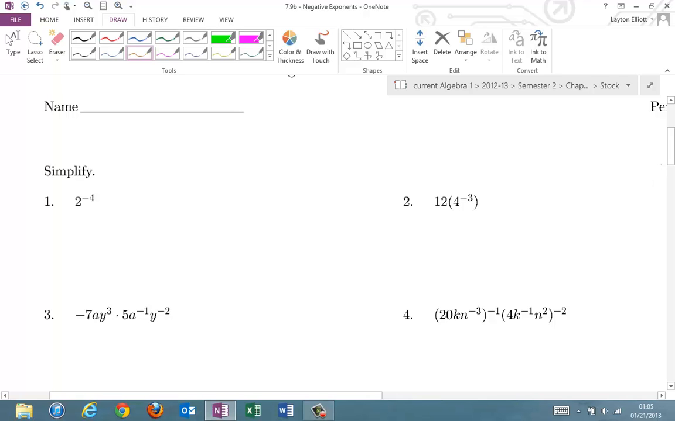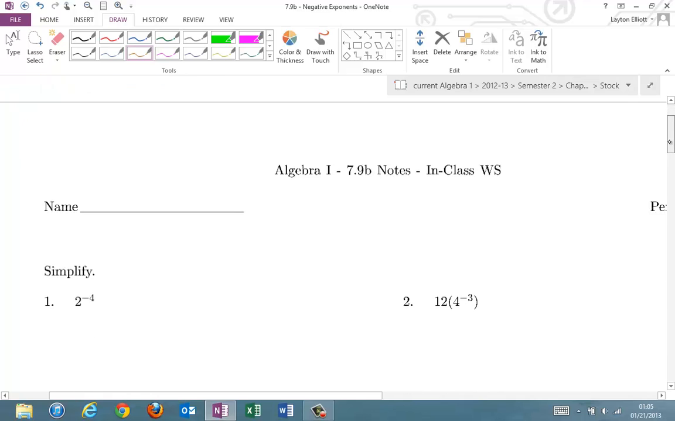We are now looking at 7.9b, just doing some more examples with negative exponents.